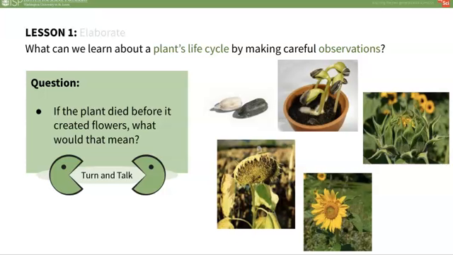Ask students, if the plant died before it created flowers, what would that mean? Students may predict that it would not make new plants and the cycle would not go on for those plants. The conclusion that students should reach is that all 4 plants had in common birth, growth, reproduction, and death, regardless of their structural differences.